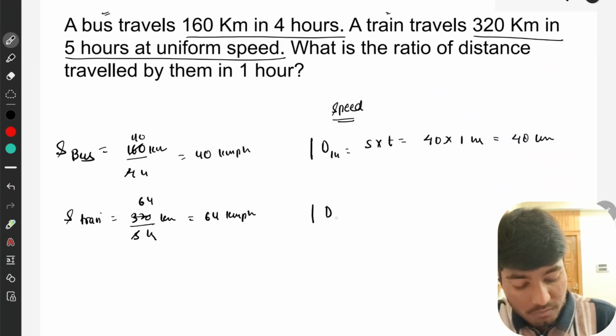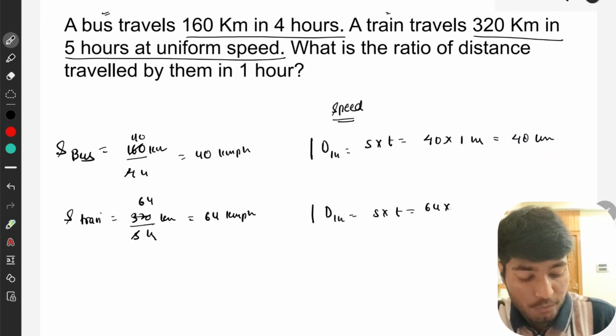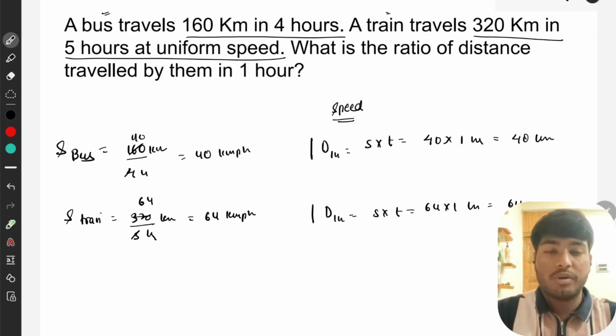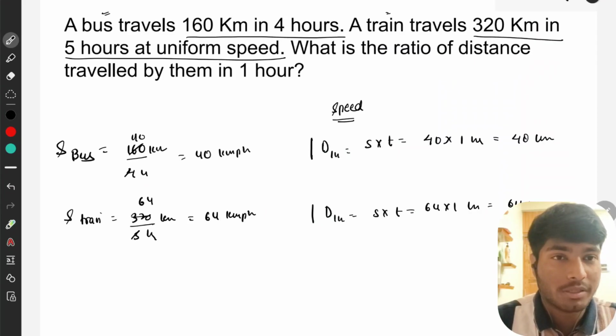The bus had traveled 40 km. And what about the distance from the train? In 1 hour it will travel speed multiplied by time, that is 64 into 1 hour, which is equal to 64 km. So how much distance has the train traveled? The train has traveled 64 km in that 1 hour.